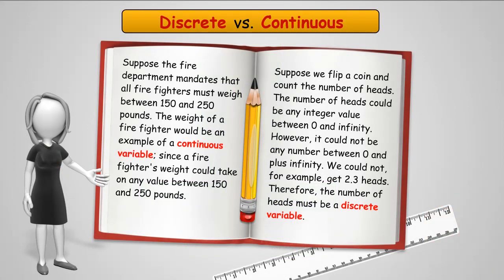So let me give you two perfect examples of a continuous versus a discrete variable. Let's say a firefighter must weigh between 150 and 250 pounds. Well, their weight as a fraction of that could be any number, an infinite number, in between those two values. That would be a continuous variable. I could be 151 pounds, 150.1, 150.2, and so on. If I flip a coin, however, the number of heads could be any integer value between 0 and infinity. However, it would not be possible to get 2.3 heads, for example. It must be an integer. So a discrete variable by its definition must be an integer.